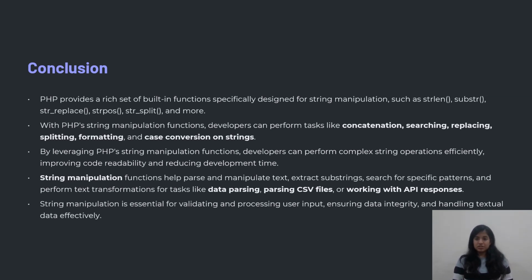Of course, we use a string as a data structure, but for reversing, searching and concatenating, we need not write so many programs. We have built-in functions, so with their help we can manipulate it. But before that, as I mentioned earlier, string manipulation is essential for validating and processing user input, ensuring data integrity, and handling textual data efficiently.